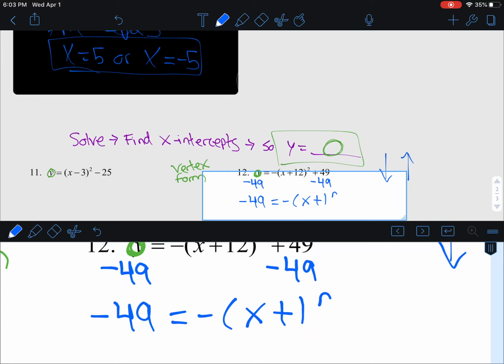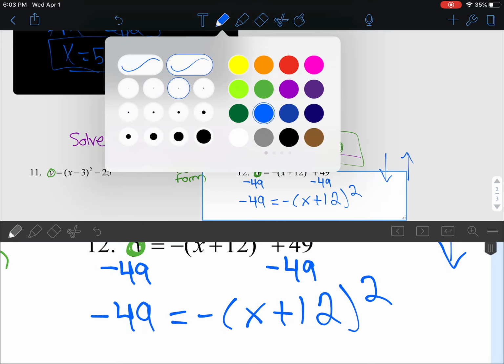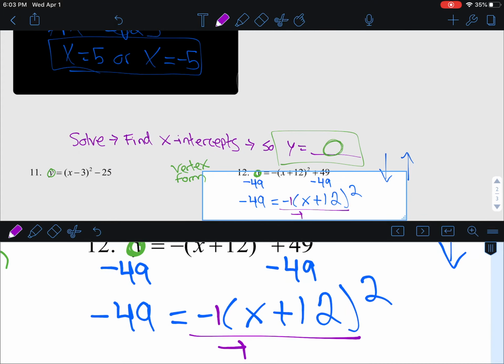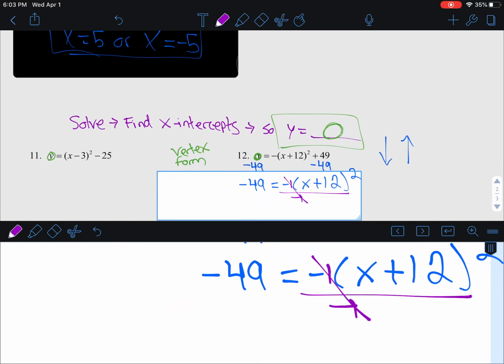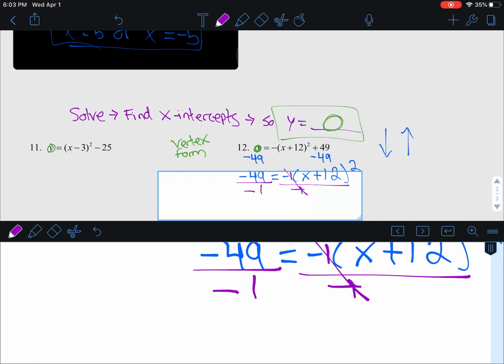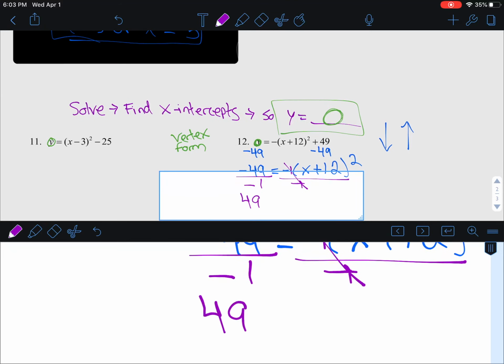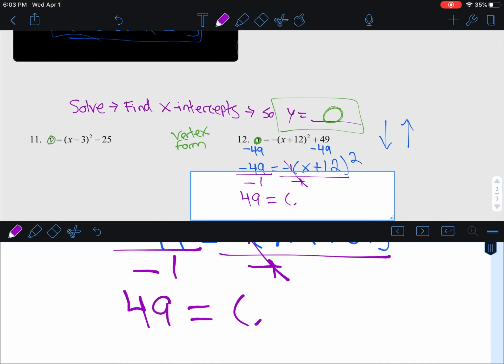And then this is really important. People mess this up all the time because they just want to jump to that square, get rid of the square. You have to get rid of this negative 1 that's in front first. Do not square root both sides there. And what's the opposite of times is division. So a negative over a negative is a positive. So it's really positive 49 equals x plus 12 squared.